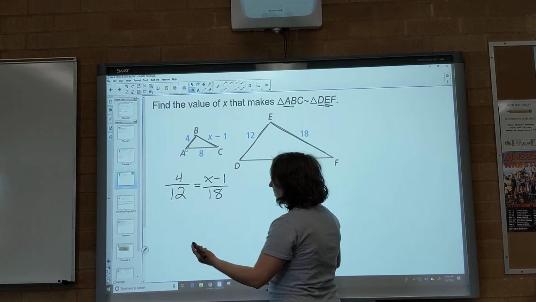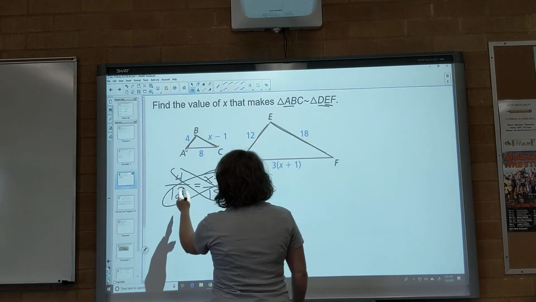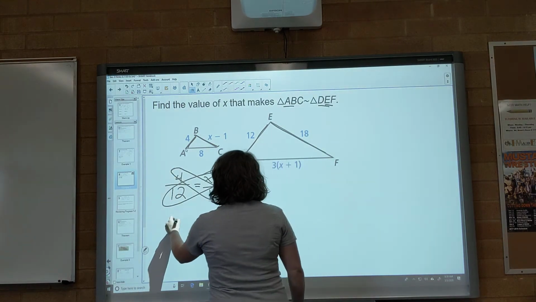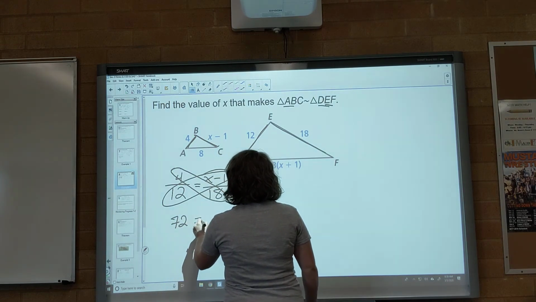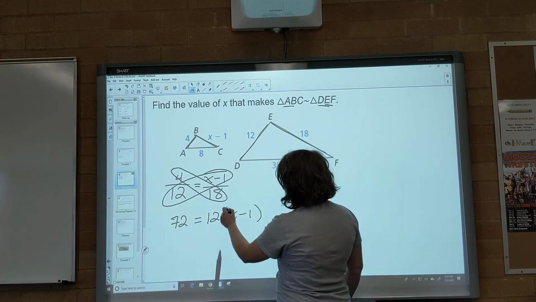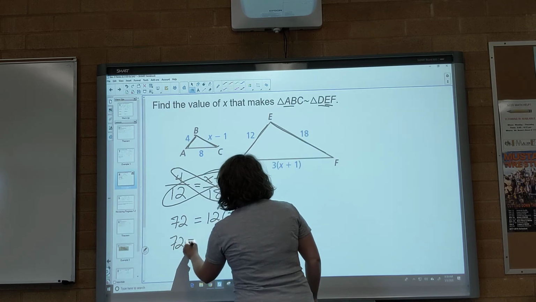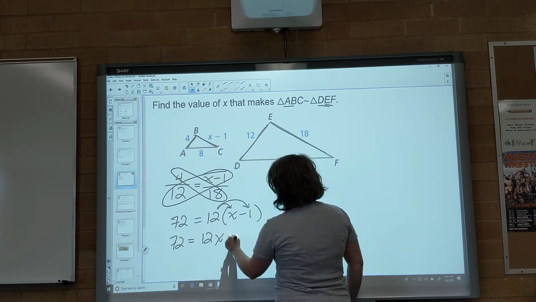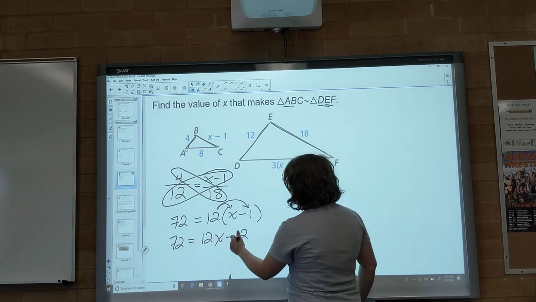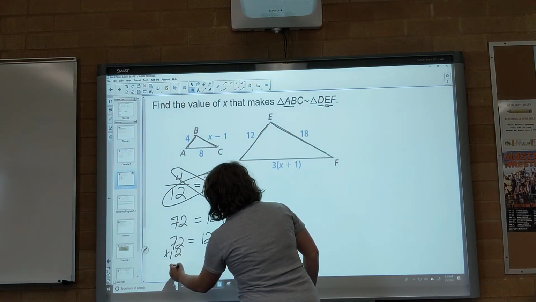Now I can cross multiply. So I'm going to circle up, and then I'm going to do 4 times 18. What is 4 times 18? 72. 72 equals, and then I've got 12 times x minus 1. So I'm going to do some simplifying over here, distribute. So I've got 72 equals 12x minus 12. Now the x on the right side, that's totally cool. We just want to get it by itself. So I'm going to add 12 to 72, and that's 84.